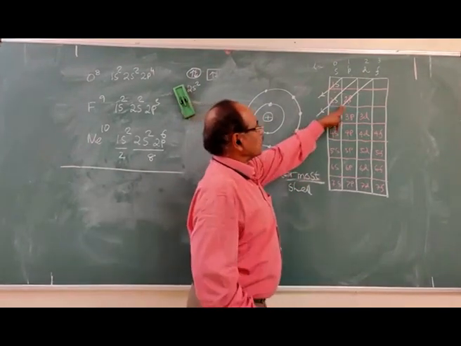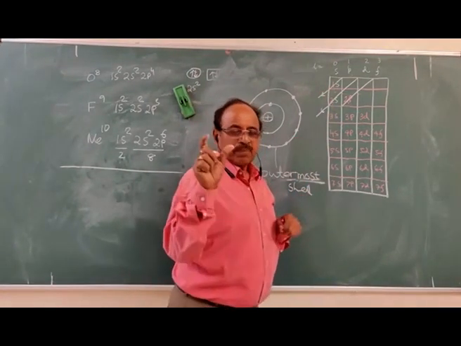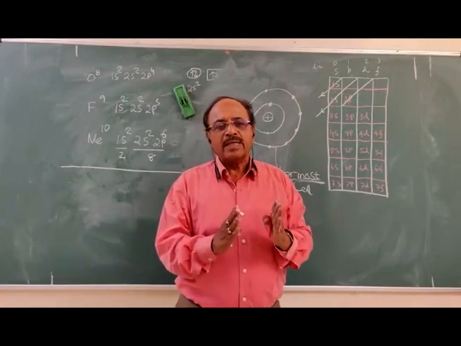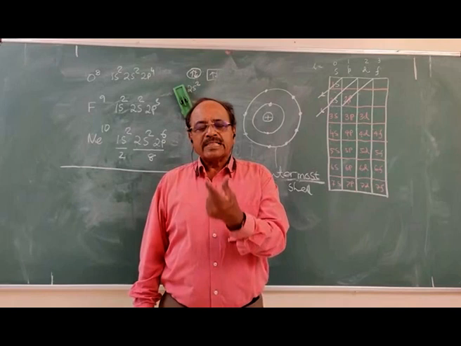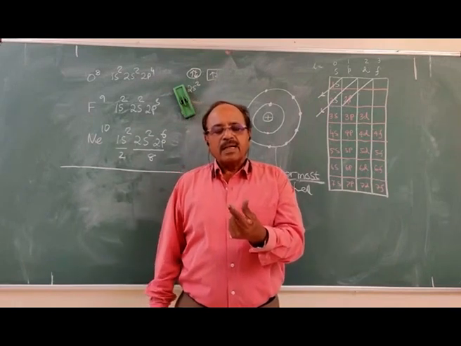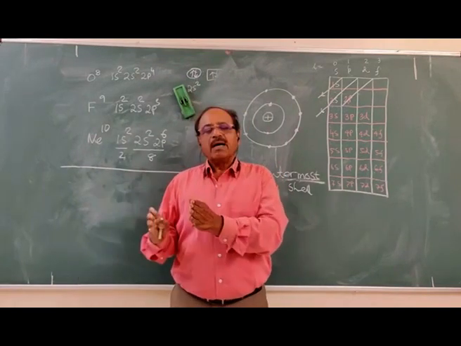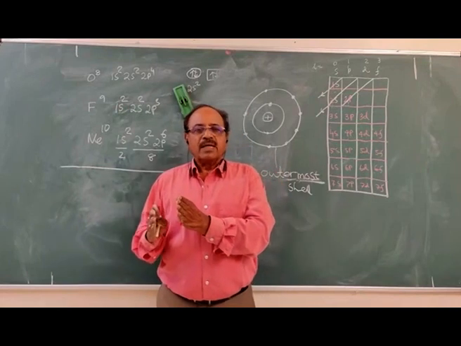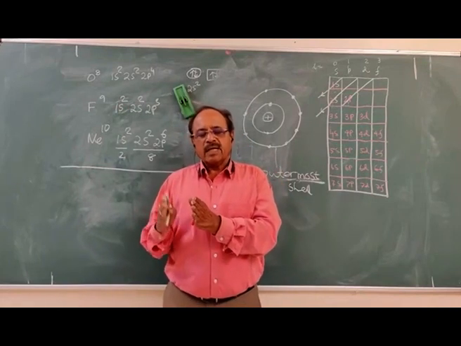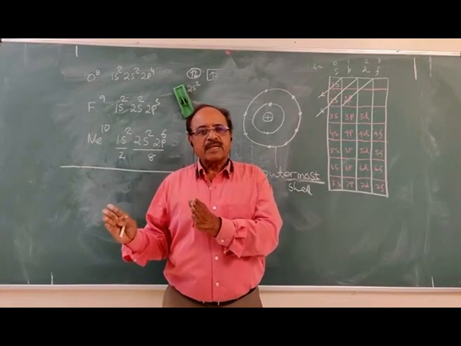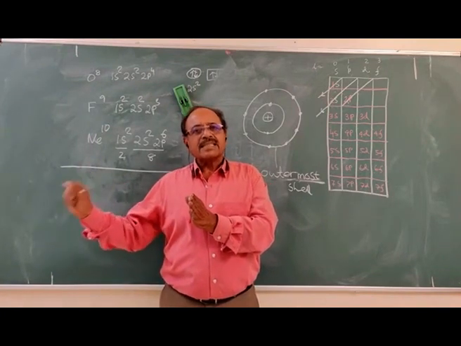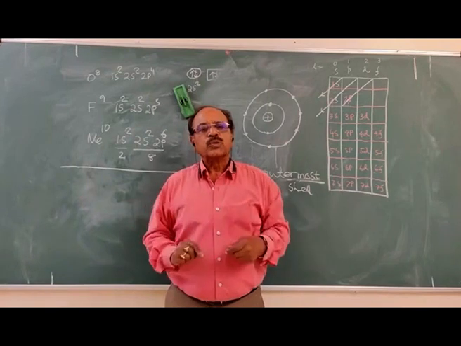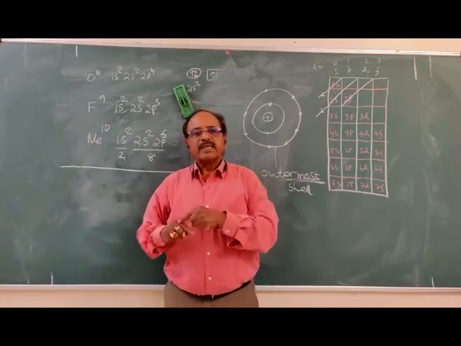Now we have completed 2p. So in the second period, lithium 3 and beryllium 4 belong to the s block of the periodic table, and then come boron 5, carbon 6, nitrogen 7, oxygen 8, fluorine 9, neon 10. These 6 elements belong to the p block of the periodic table.